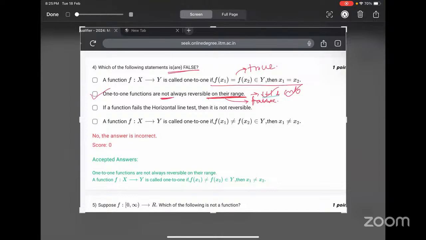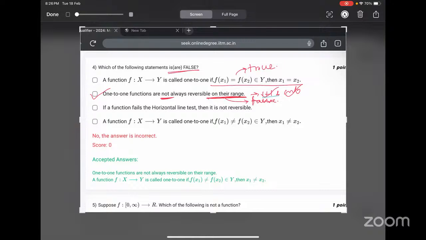Is it fine? Any doubt? No, ma'am. Okay, so what about the third one? If a function fails the horizontal line test, then it is not reversible. This is a true statement. That means this is not a correct answer.